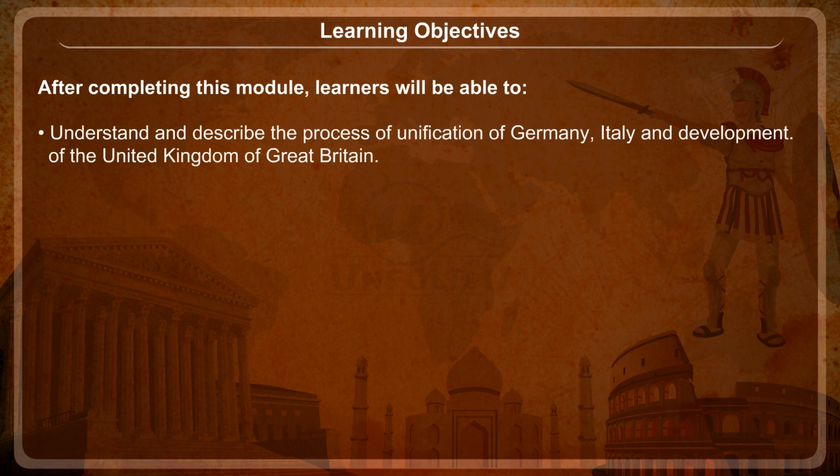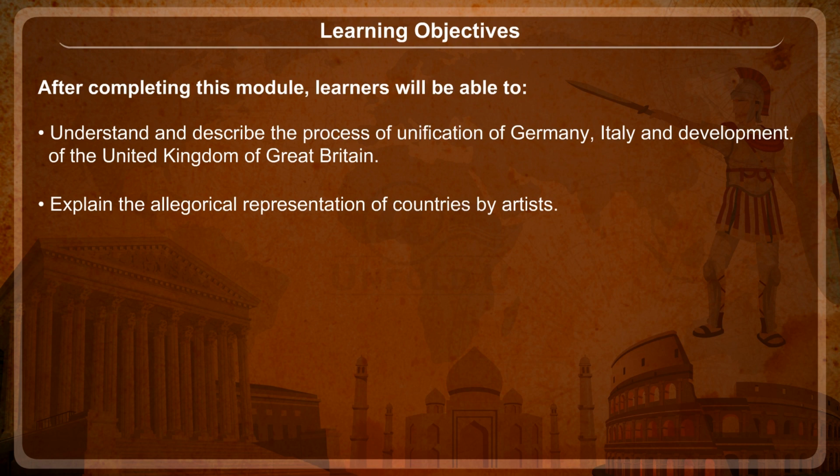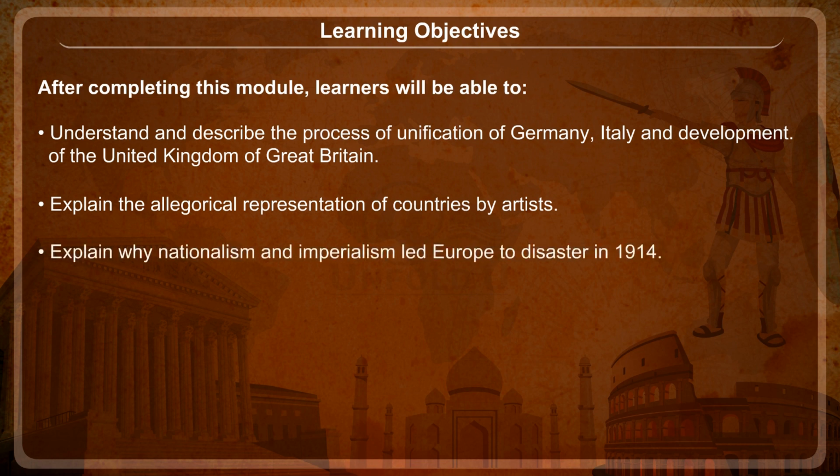Understand and describe the process of unification of Germany and Italy, and the development of the United Kingdom of Great Britain. Explain the allegorical representation of countries by artists. Explain why nationalism and imperialism led Europe to disaster in 1914.